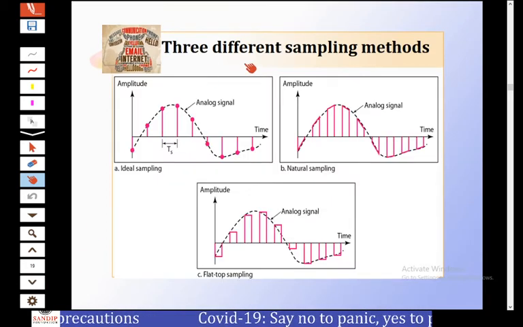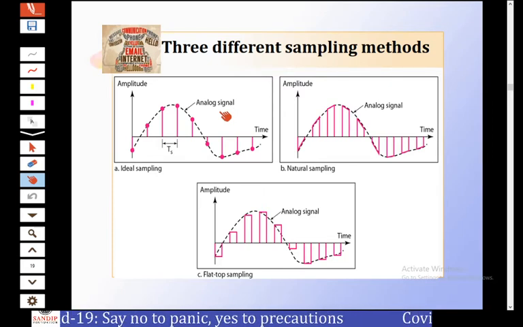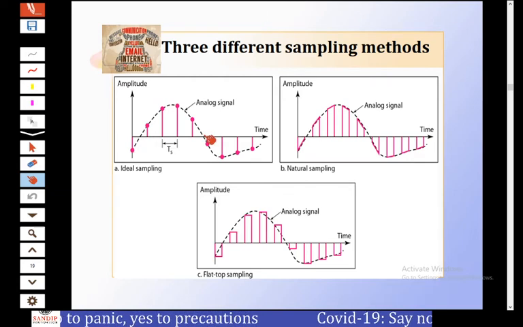Now, three different sampling methods are there. As I just discussed, one is ideal and the other is practical. The practical is divided into two parts: natural and flat top. The first one represents the ideal sampling, or we can say it's impulse sampling. So this is just the impulse one.